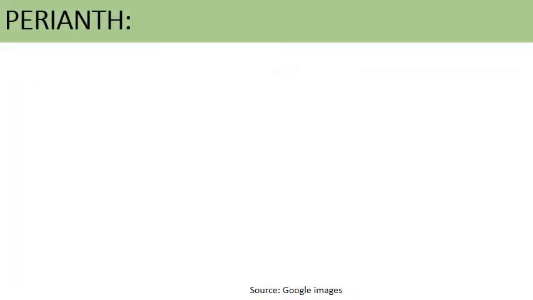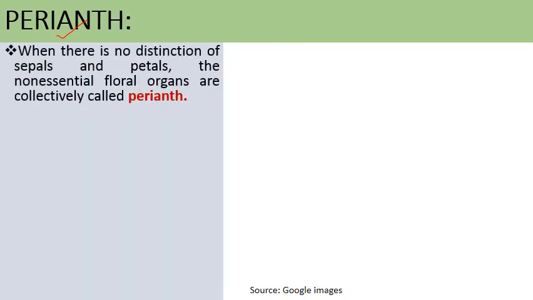The next important structure is perianth. The term perianth is used when we are unable to distinguish between petals and sepals. तो एक ही structure present होता है, उस case में हम use करते हैं term perianth. So when there is no distinction of sepals and petals, the non-essential floral organs are collectively known as perianth.